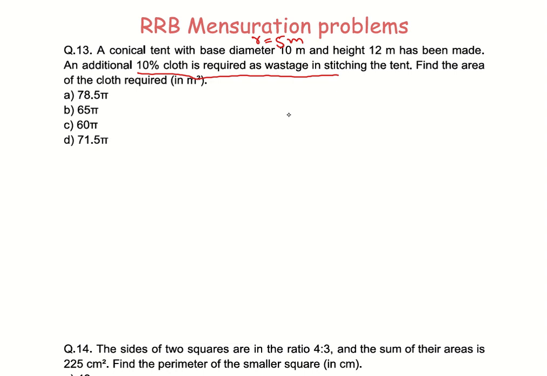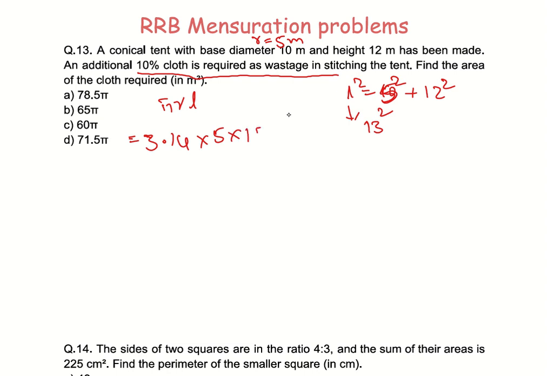The curved surface area formula is pi r l, where l means slant height. L square equals r square plus h square, 5 square plus 12 square. 5, 12, 13 are a Pythagorean triplet, so L is equal to 13. Now we can apply the pi value 3.14 into 5 into 13.